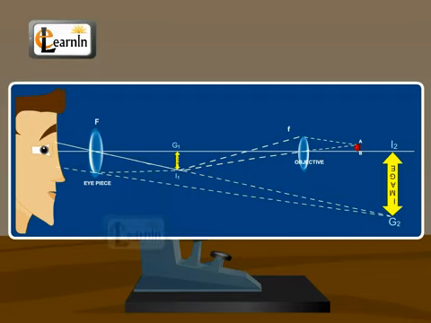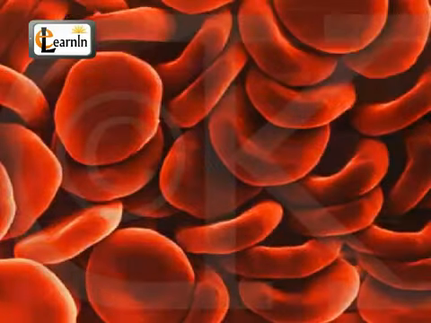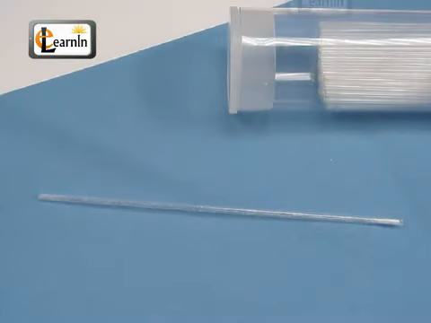Seeing an inverted image is not a disadvantage, as the microscope is used to observe very small objects such as bacteria, blood cells, to measure the diameter of a capillary or the cross-section of a thin wire, etc.